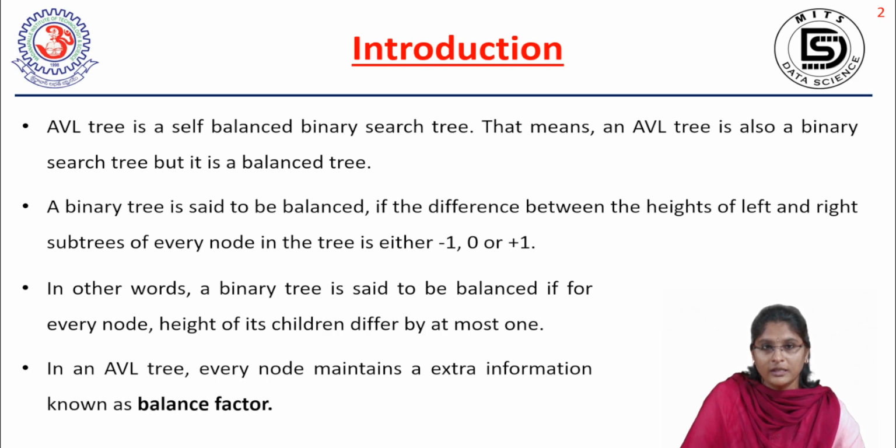In other words, a binary tree is said to be balanced if for every node, the heights of its children differ by at most 1. In an AVL tree, every node maintains extra information known as the balance factor. Here, an AVL tree is a binary search tree, and it has a balance factor. It is very important to balance a tree.